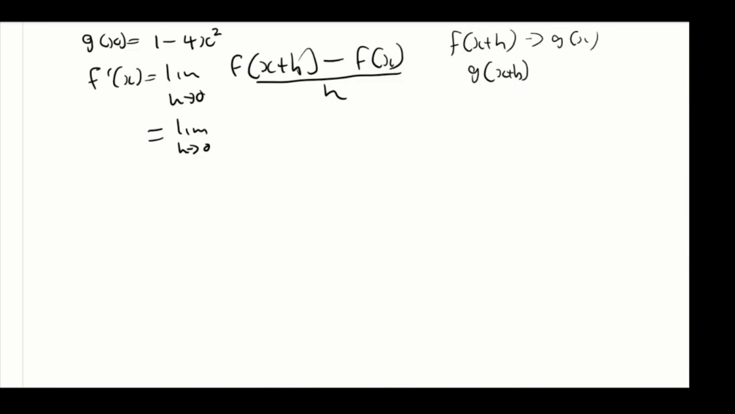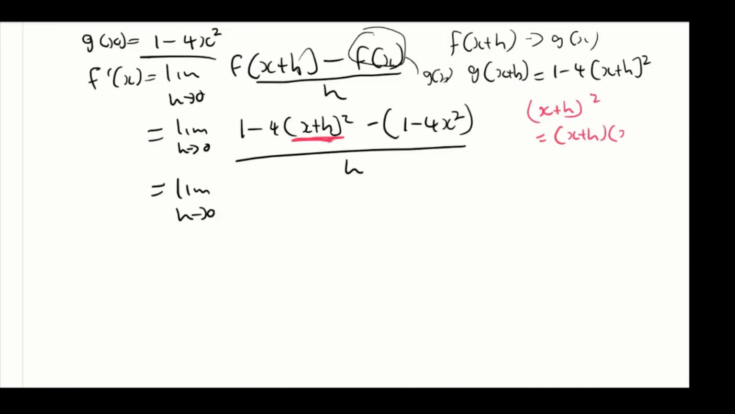So your g of x is this one here, 1 minus 4x squared, divided by h. So your limit when h approaches 0, let's find this portion here, x plus h all squared. So x plus h all squared is equal to x plus h times x plus h. Then we multiply through using the FOIL method. It's going to be x squared, this and that, then plus hx, this and that, plus hx plus h squared.